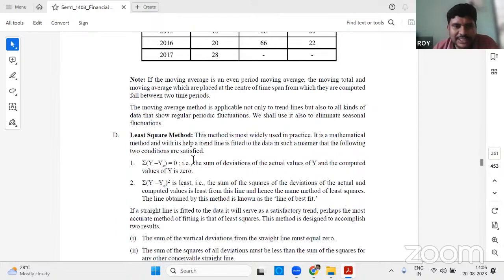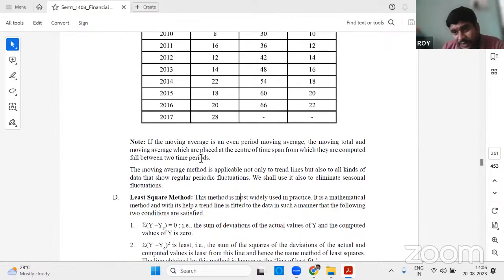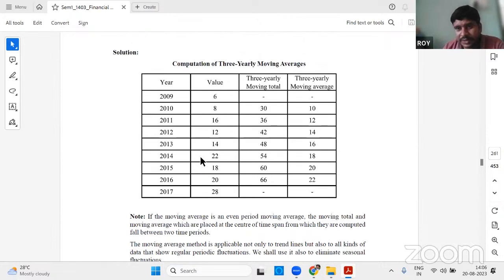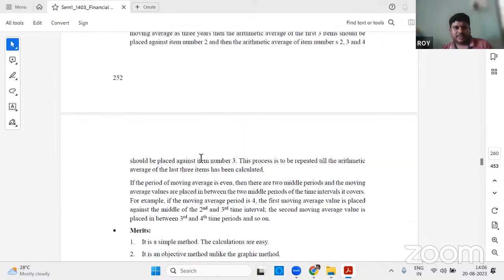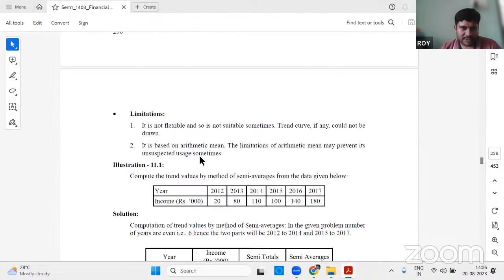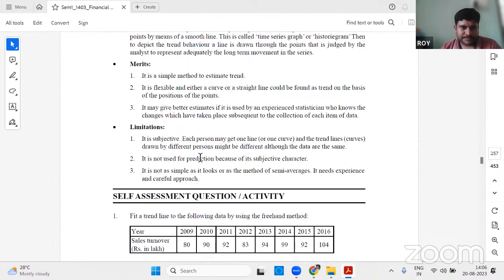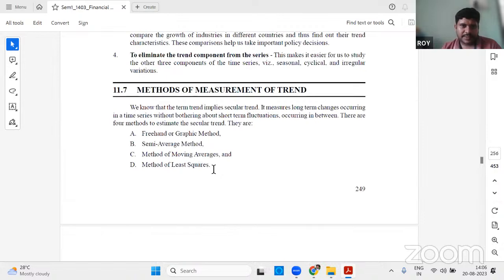Now coming to the least square method. Moving averages method, least square method. Remember this, there are some other models also, but these two are more important. See this, I'm just repeating the 4 models. Keep this point in your mind. Graphical method: you take the year or independent variable on the x-axis, dependent variable on the y-axis. Simple. Semi-average: if you have 6 values, you divide them into 2 or 3 groups, then go there.